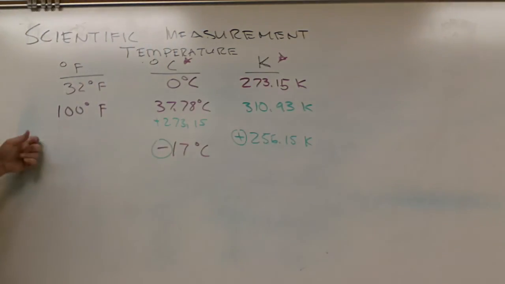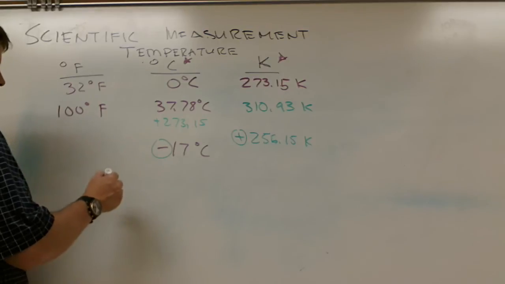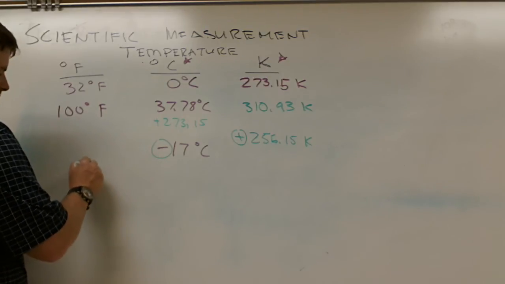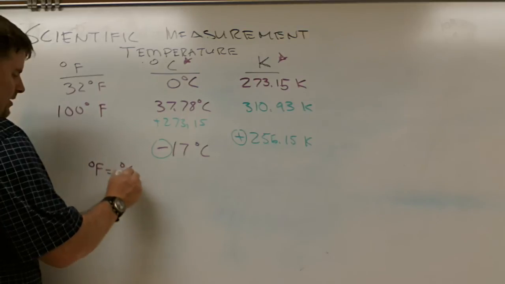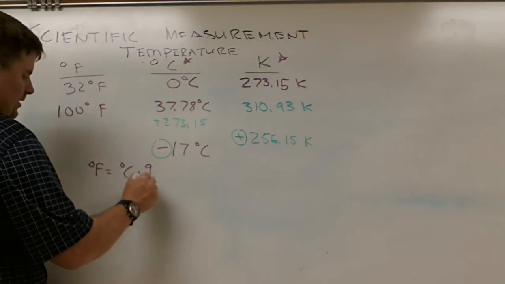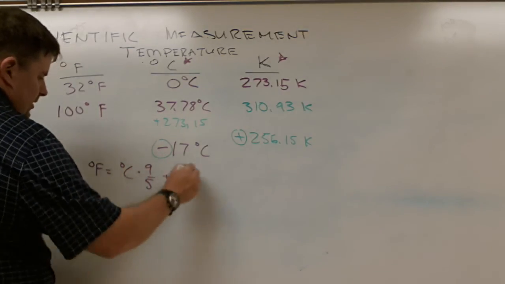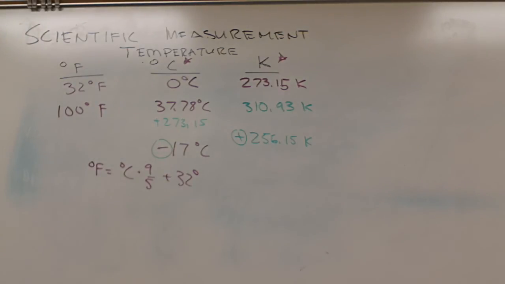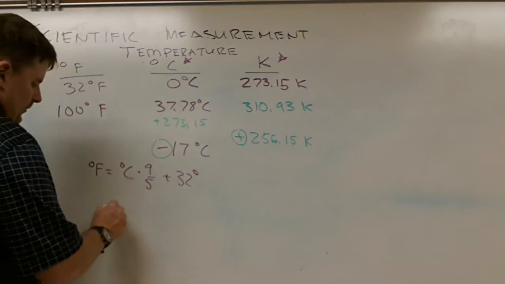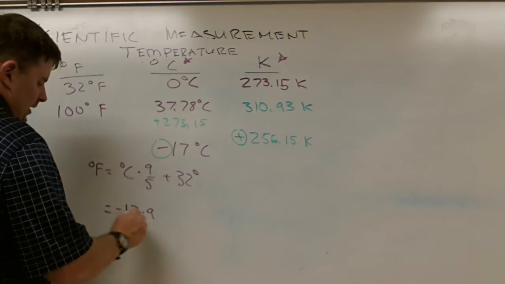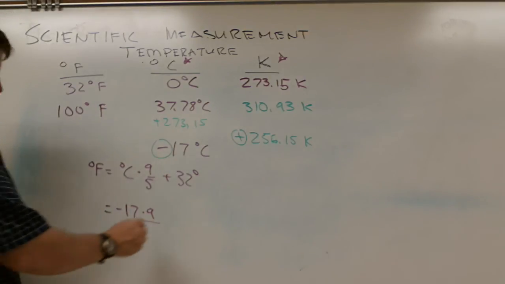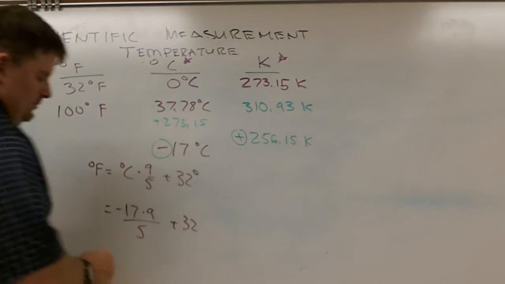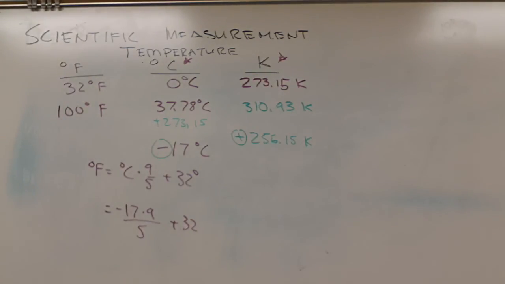Now it's just for practice. Let's find out degrees Fahrenheit if I'm at minus 17 degrees Celsius. Remember our equation: degrees Fahrenheit is equal to degrees Celsius times 9/5 plus 32 degrees. That's our conversion. So now I've got minus 17 times 9 divided by 5 plus 32. Now we do our math, and we want to get our calculator out.